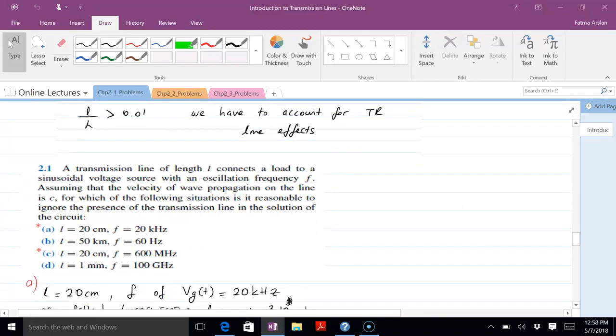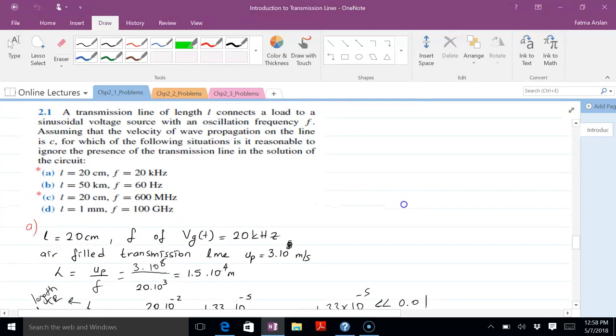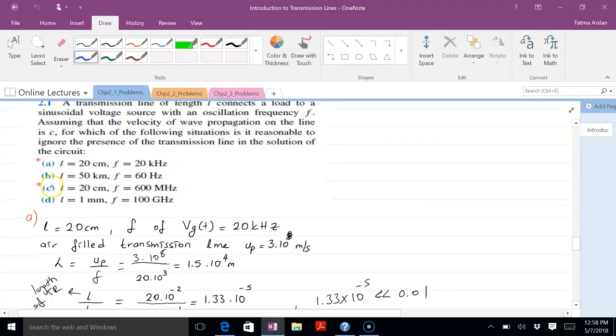So here's an example from your book, 2.1. Basically, this question is just giving you cases where you can calculate if we can ignore the transmission line or not ignore the transmission line. I'm just going to look at A and C. And this is an airline, an air-filled transmission line, meaning that the insulator is air. So that means the wave propagating on this transmission line, whether the electromagnetic wave, or you're going to see the potential and current as a propagating wave later.